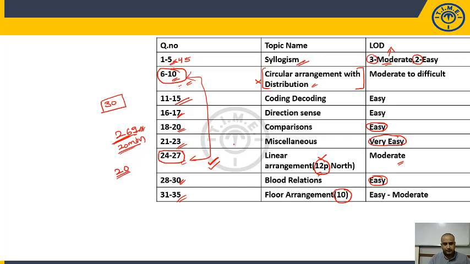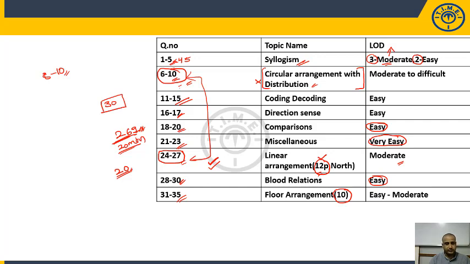The cutoff for this particular section may be around 8 to 10. But only by crossing the sectionwise cutoff, you may not clear the overall cutoff. To clear the overall cutoff, you should score more marks in the reasoning section. Reasoning is the only section where you can score more marks. So try to improve your score in the reasoning section so that you can reach your overall score easily. Okay.